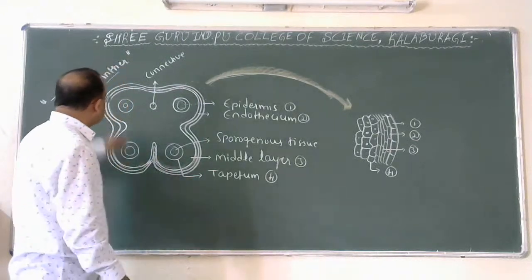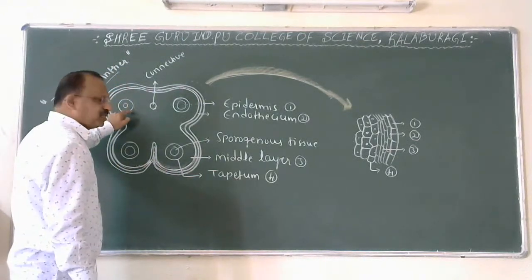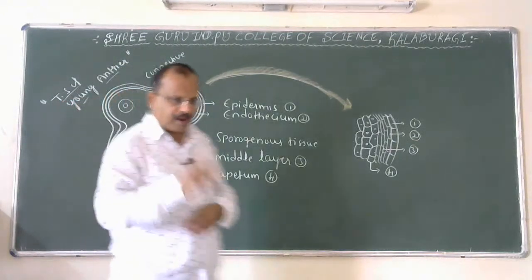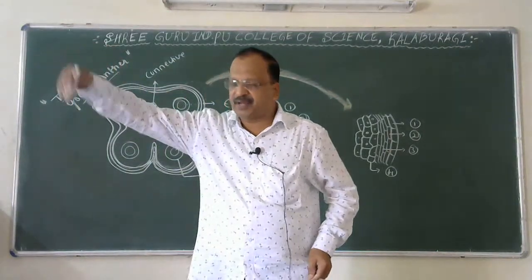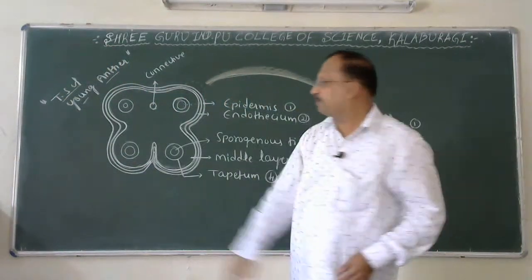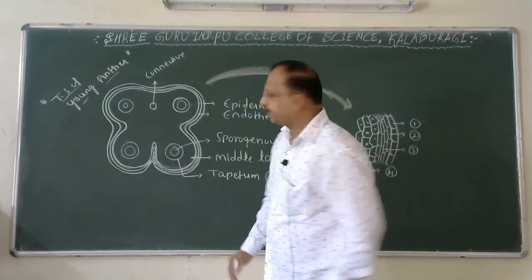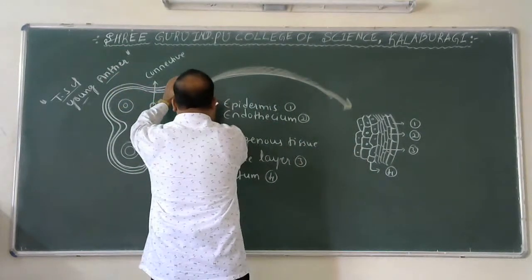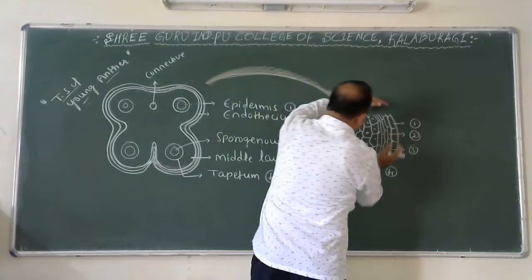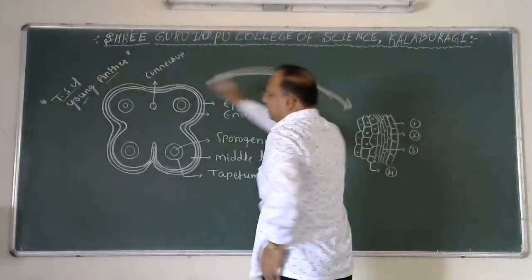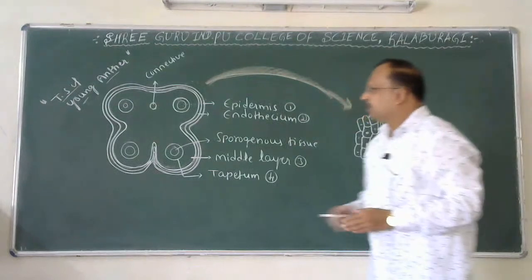I will explain the matter from periphery towards the center. This is a ground plan of the TS of young anther, out of which they expanded only 25% of the figure. Now look over the lining.